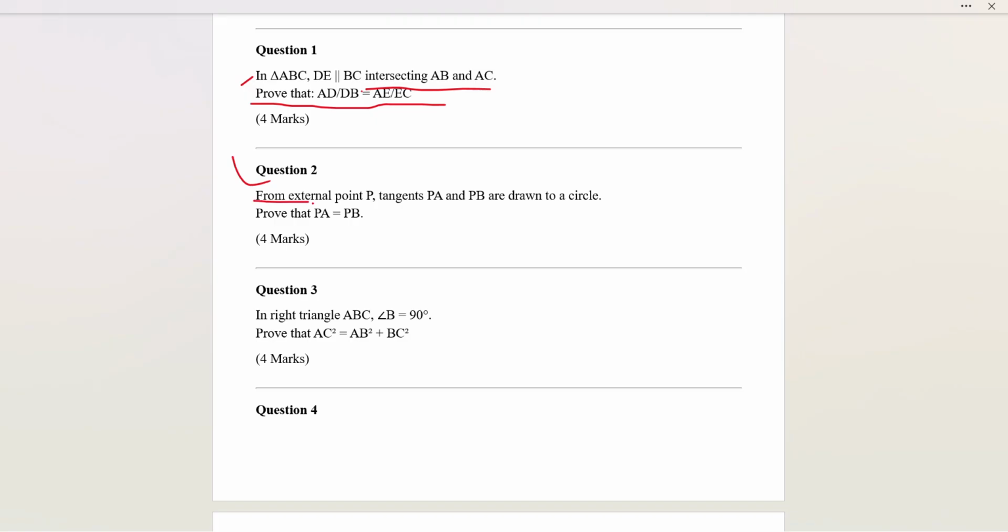Also question 2 is here. From external point P, tangents PA and PB are drawn to the circle. Prove that PA is equal to PB. So it is also 4 marks. Question 3: in a right triangle ABC, angle B is 90 degree, prove that AC square is equal to AB square plus BC square. It is the Pythagoras theorem.